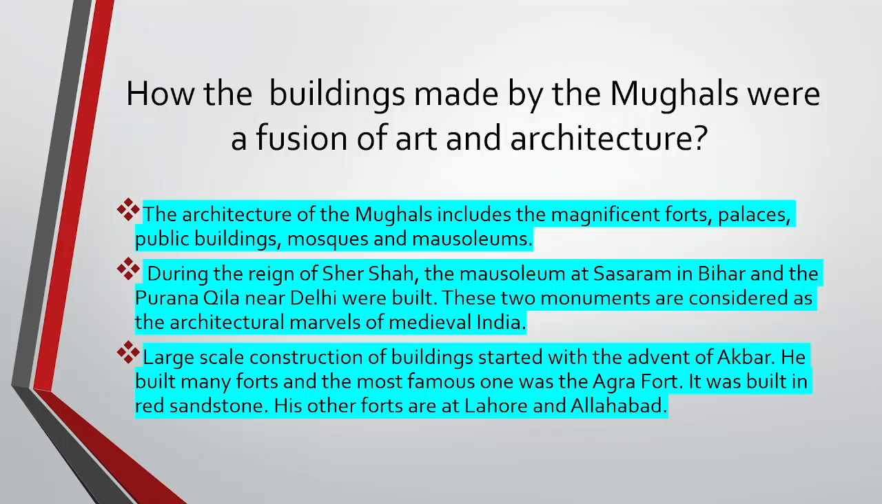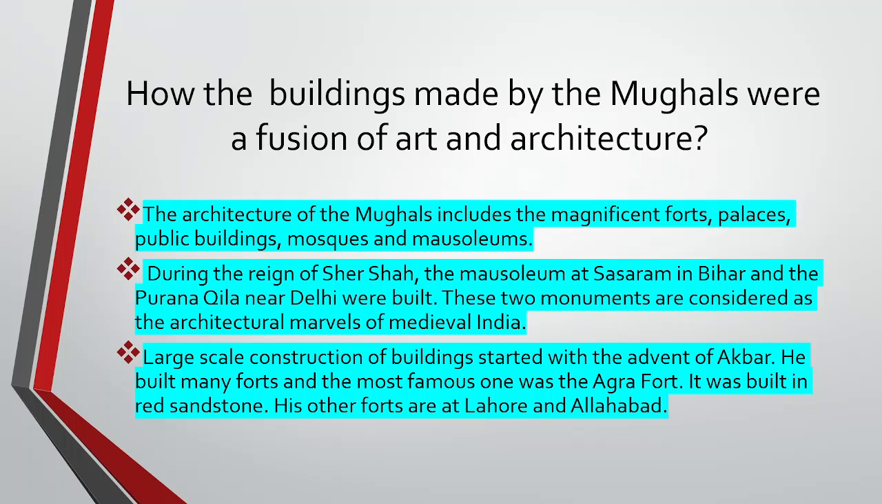How the buildings made by the Mughals were a fusion of art and architecture. The architecture of the Mughals includes magnificent forts, palaces, public buildings, mosques, and mausoleums. This means, guys, that the architecture of the Mughals included magnificent forts, palaces, public buildings, mosques, and mausoleums.